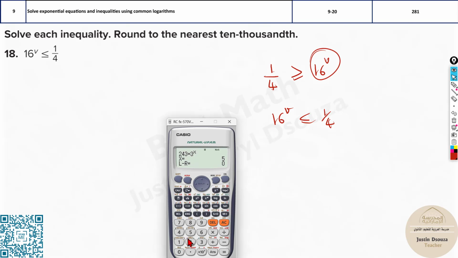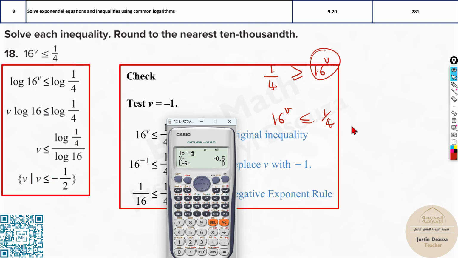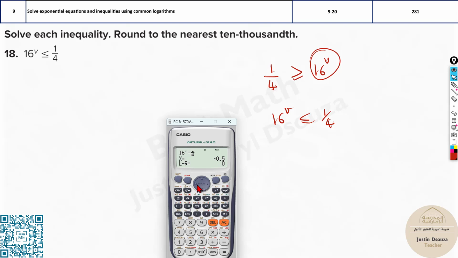So here I will solve this. 16 to the power x. You don't have inequality in your calculator. You have to put equal to itself, 1/4, shift solve, and then equal to, you can see here, it's negative 0.5 or negative half. That's the answer. Now here, because I've put x at the left side, x will be less than or equal to negative 1/2 or negative 0.5. So whatever answer you get, put it on the other side. So that's how we solve all these problems. They are all straightforward once you understand the trick.